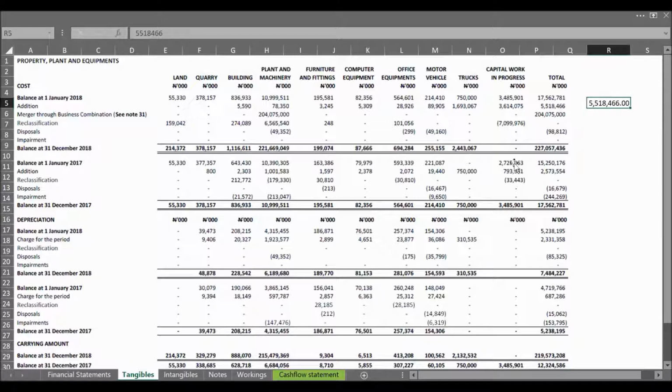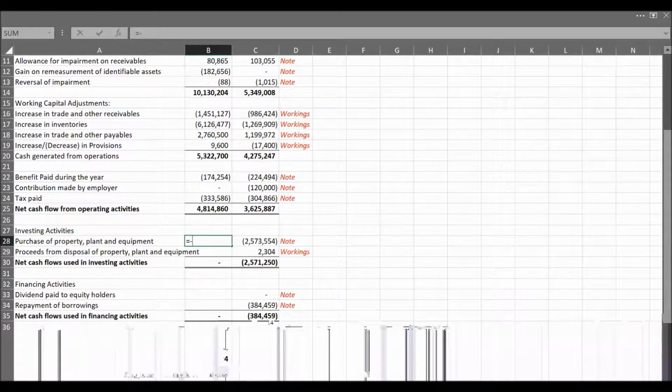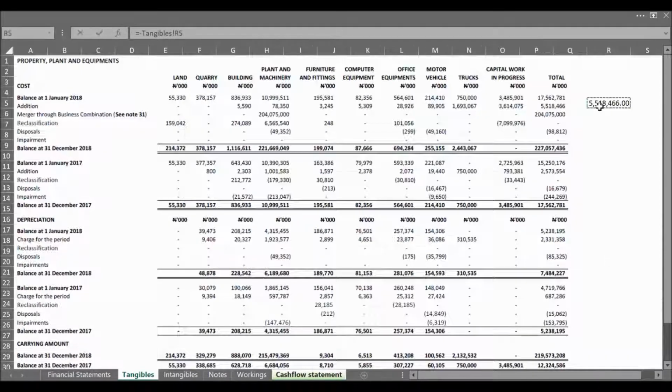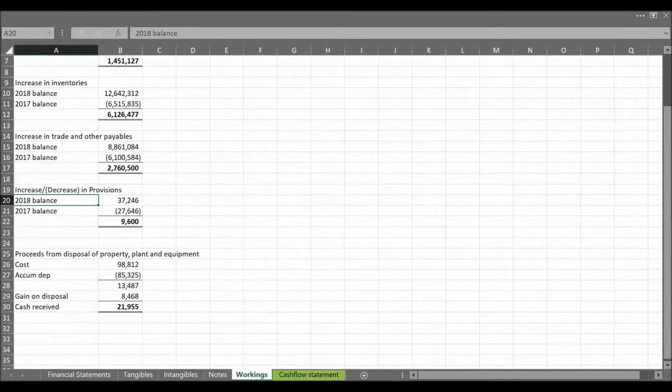Okay, so I can easily pick this as cash paid for acquisition of items of PPE. So it's a negative cash flow. I'll say equal to minus, and pick the amount. All right, then for proceeds for disposal of items of PPE, it's gotten from our workings, which I already have here.